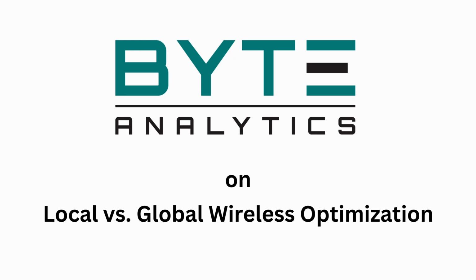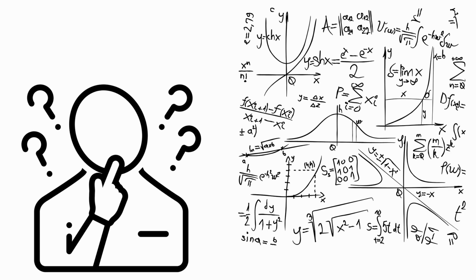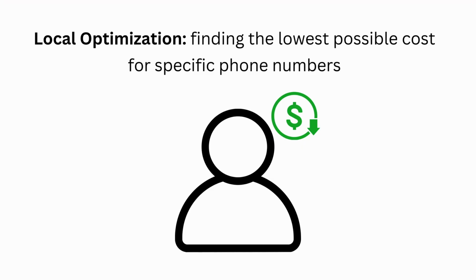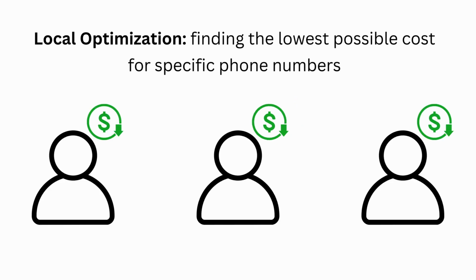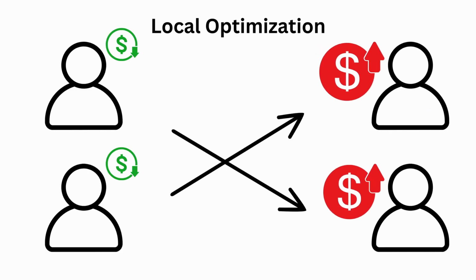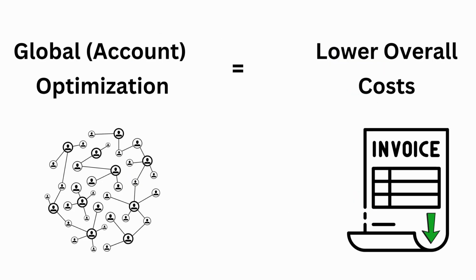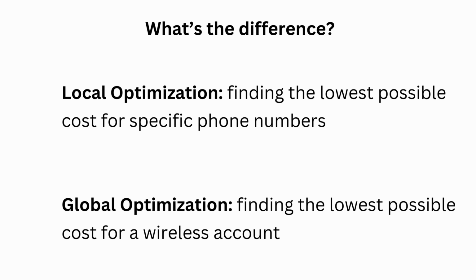Human analysts should not be optimizing corporate wireless accounts. The math is too complicated for humans to get right, even the clever ones. Human optimization is typically focused on optimizing costs on individual users. This is called local optimization, and it's prone to backfiring by increasing costs elsewhere on the account. The key to maximizing customer savings lies in global optimization, finding the lowest overall cost for an account.